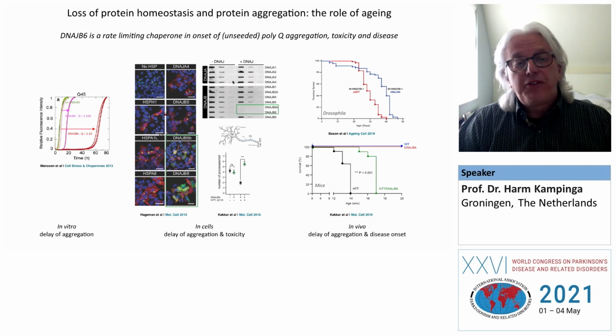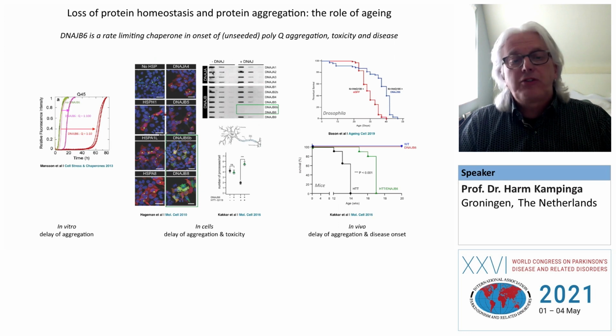This is a filter trap assay where we actually trap the aggregates in undiluted, 5-fold diluted and 25-fold diluted samples of the cells that we express these proteins in. Without the chaperone, everything aggregates, and with these various chaperones, mostly aggregation is not changed except for DNAJB6.